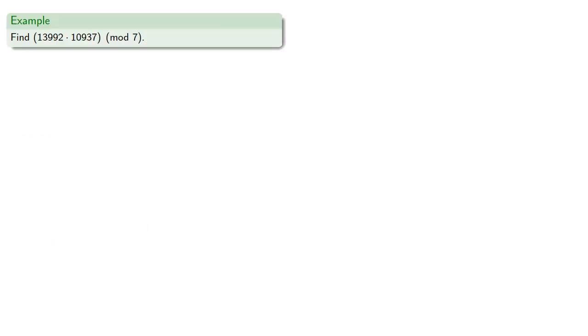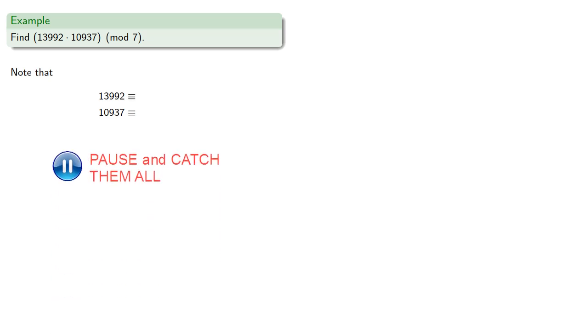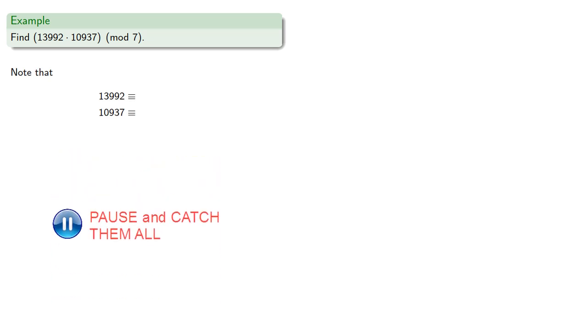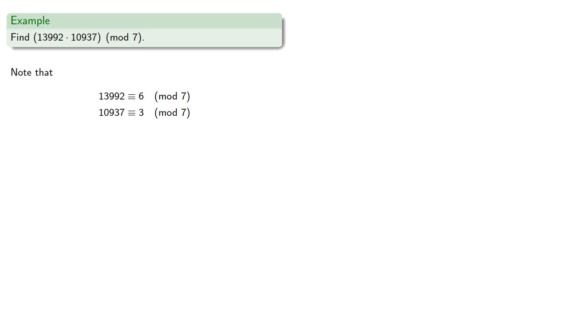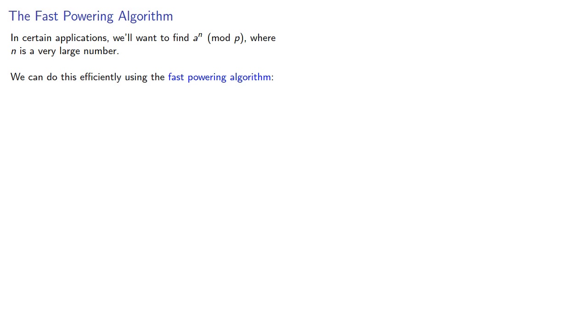And so this means we can take an expression like this product, mod 7, and work with the reduced values. So we can reduce mod 7 to get, and so the product will be, which we can reduce. And this is the basis for something known as the fast powering algorithm. In certain applications, we'll want to find a power of a number where the exponent is a very large number. We can do this efficiently using the fast powering algorithm.